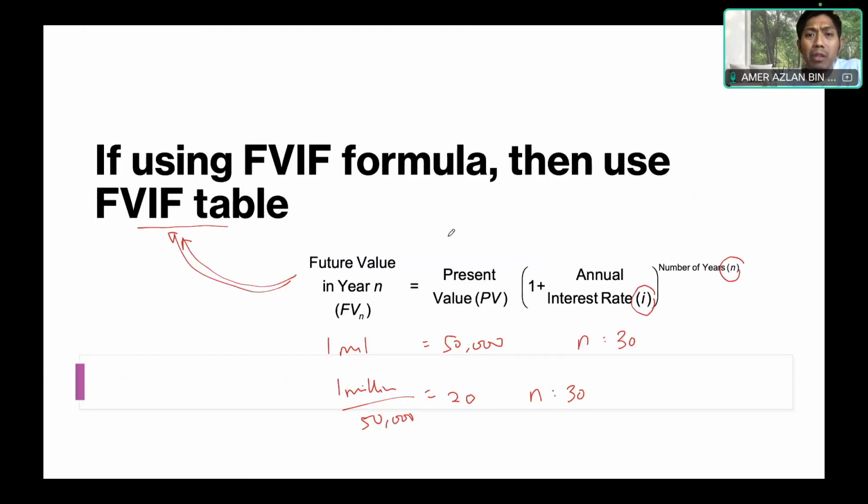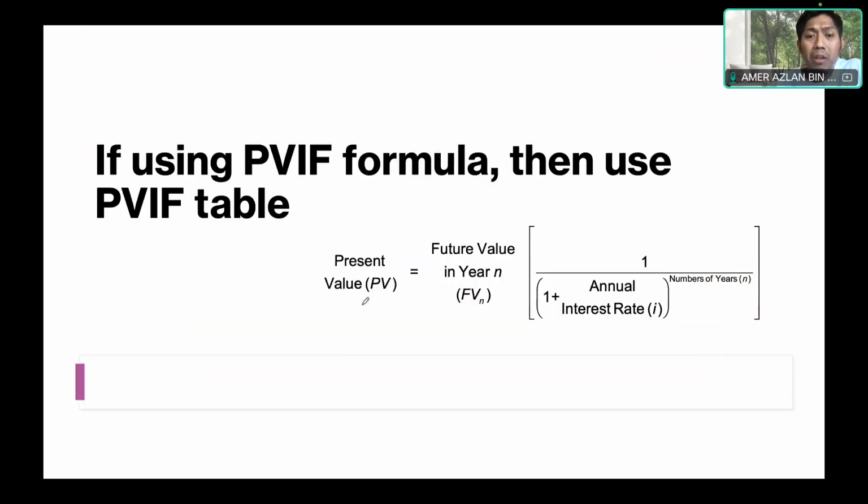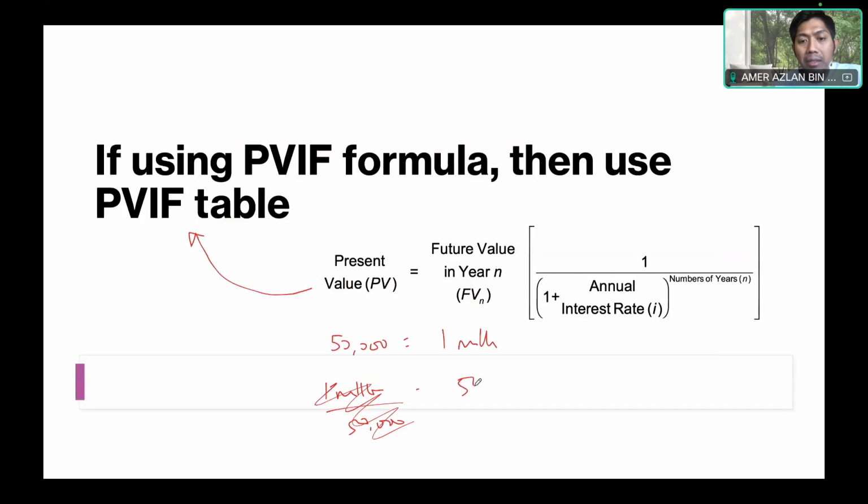If you use the future value formula, the same thing applies if you use the present value formula. You have to refer to the present value table. So we know the present value is 50,000. Future value is 1 million. So you divide 1 million by 50,000. Sorry, you divide 50,000 by 1 million.